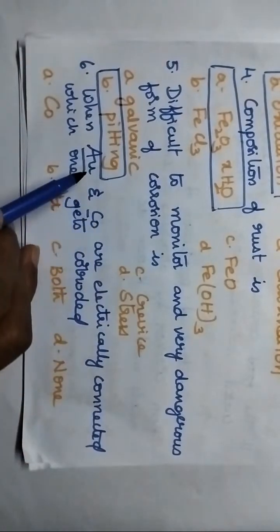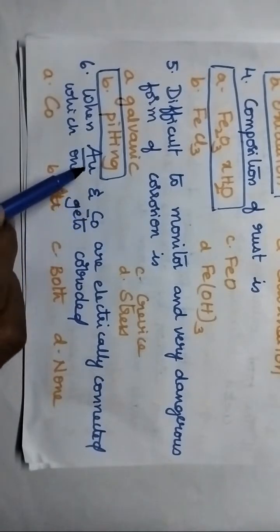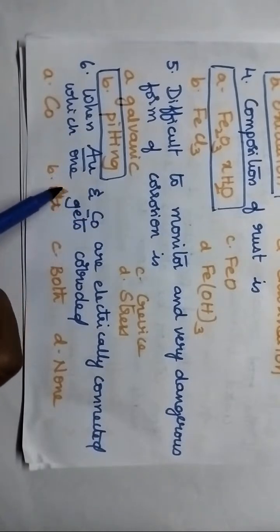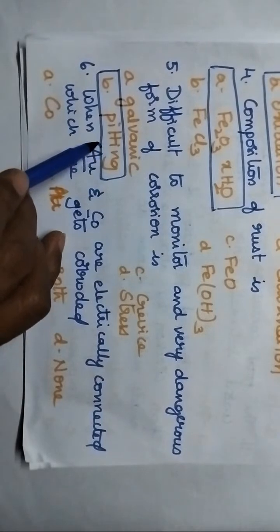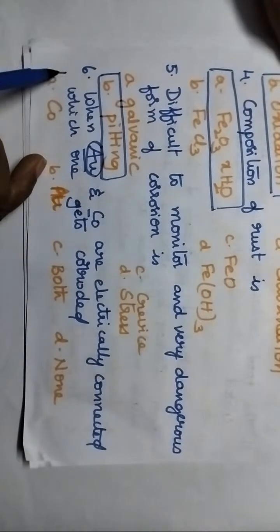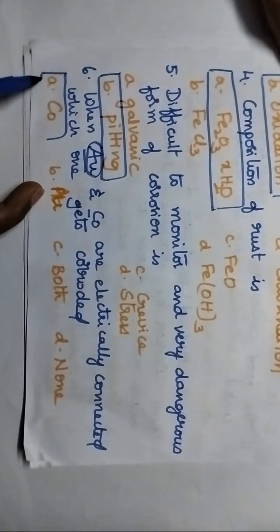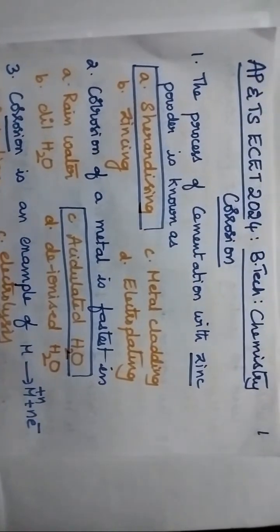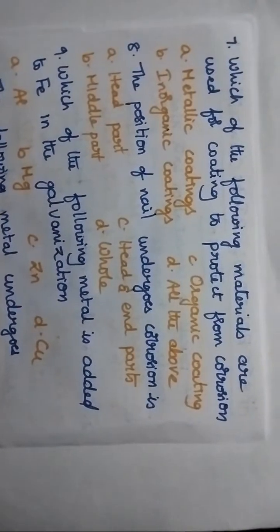Here we have to check the position of these metals in the electrochemical series. Gold occupies the bottom position, so it will be protected from corrosion, whereas cobalt occupies the top position. The metal which occupies the top position will act as anode and undergo corrosion. So, cobalt undergoes corrosion. The right option is A. Moving to the next question.